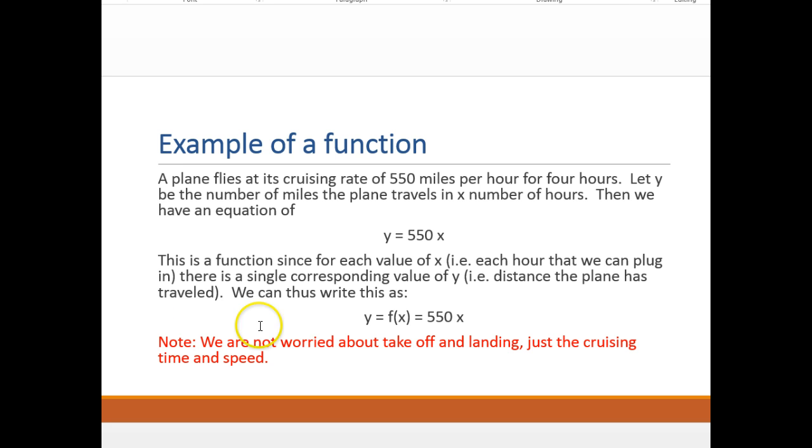Thus, we can write our equation y equals f of x, or f of x equals 550x. Please realize we're simplifying this. We're not worrying about taking off and landing, just the cruising speed and time.